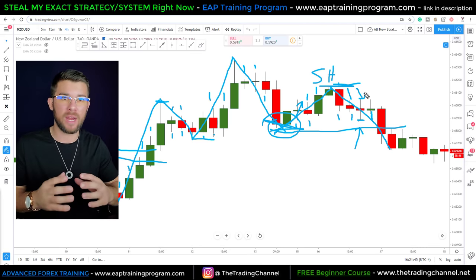Now, when we want to do a pullback move, we're waiting on a low that has two higher lows before it and two higher lows after it. That's getting really confusing for me. Sorry. Whenever it's in my head, it's really easy. Saying it out loud is getting a little bit more difficult, but we're going to move the chart forward now.